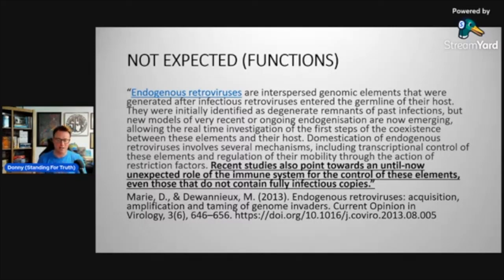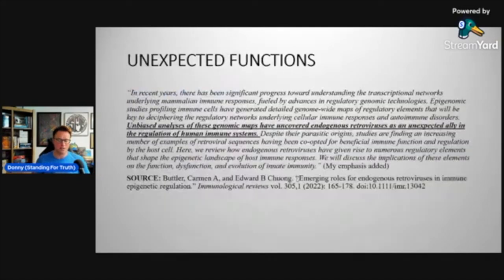They were unexpected. So the evolutionists have to save face because their favorite argument is endogenous retroviruses, but endogenous retroviruses have been absolutely decimated by their own scientific literature. Unexpected role of the immune system for the control of these elements. Again, unexpected functions. Unbiased analyses of these genomic maps have uncovered endogenous retroviruses as an unexpected ally in the regulation of the human immune system.